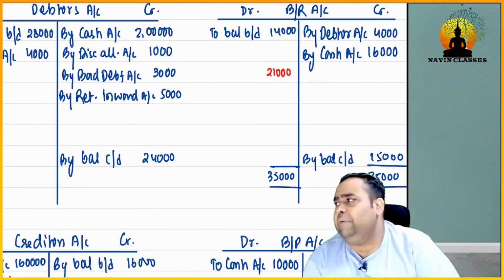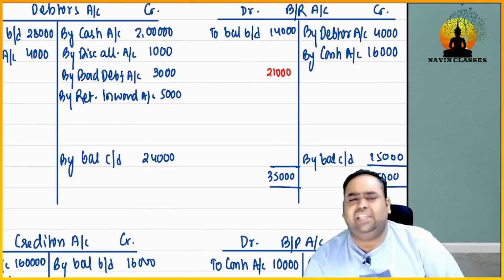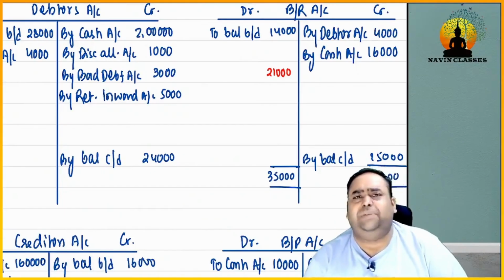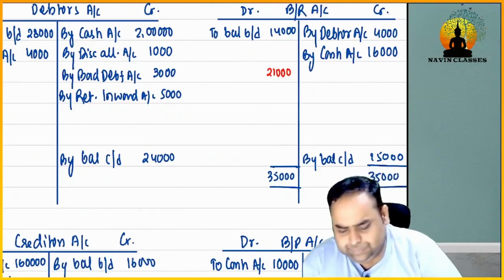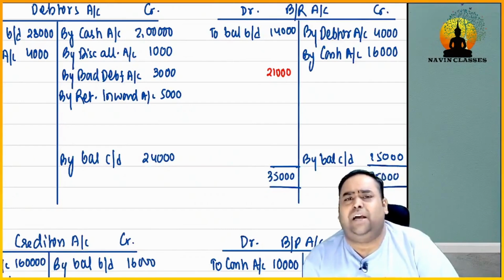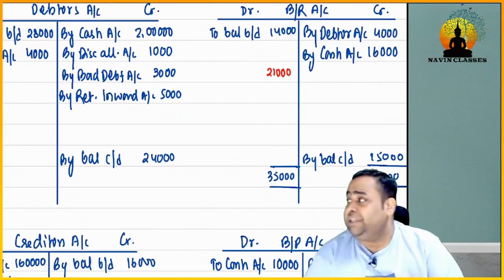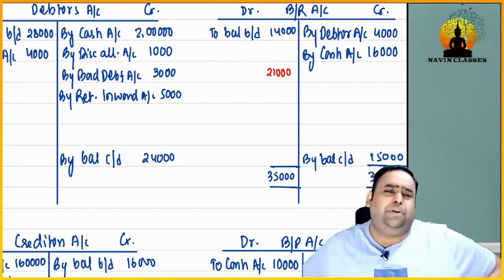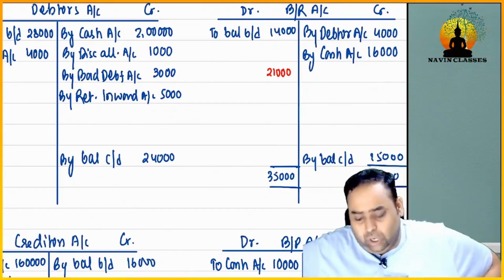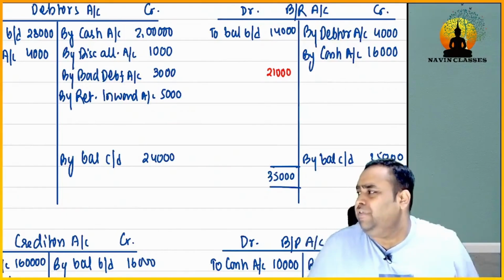Now you can tell me what could be the difference in the BR account on the debit side? Is there anything you think should have been in the BR account but was not given? We were given the opening and closing balance. We were given how much was the collection and how much was dishonored. What was that information that should have been provided in BR but was not given? It will be on the debit side, 21,000. What is that information?